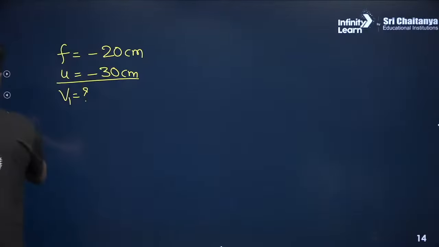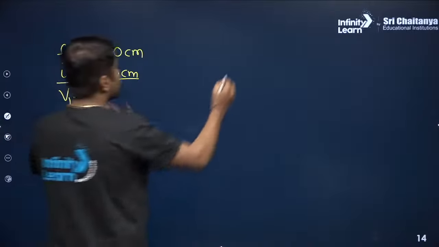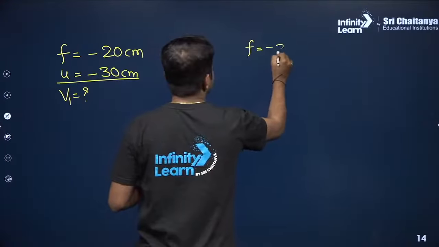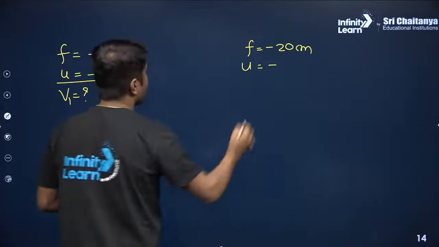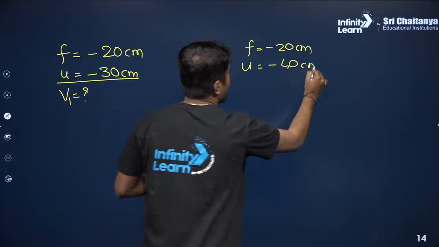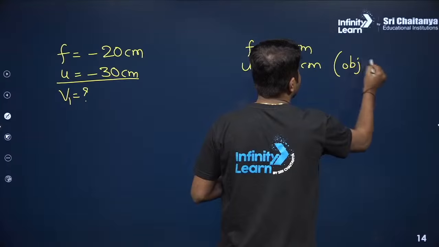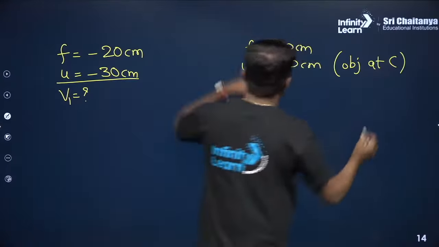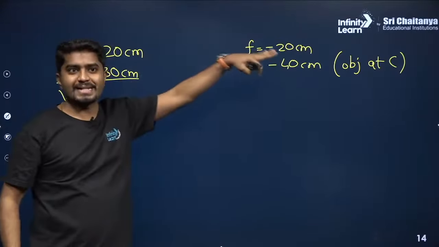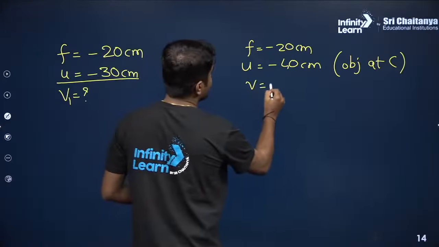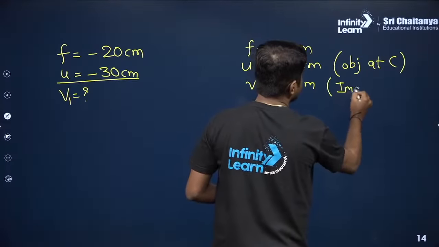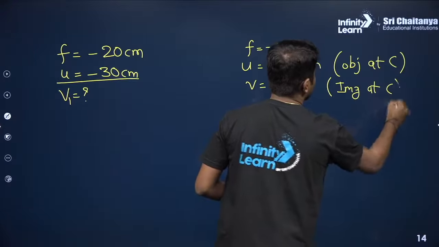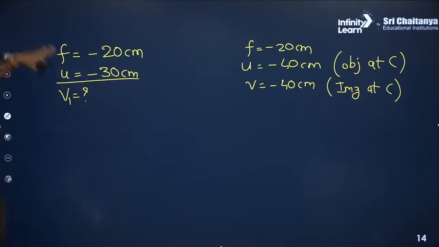And there is one more question. So the focal length is going to be same. Focal length is minus 20 centimeter and U is going to be minus 40 centimeter. That means the object is at center of curvature. So you know, when you place the object at center of curvature, V is also going to be minus 40 centimeter. So image is produced at center of curvature. Correct? We know this. So for this, we need to calculate the V.